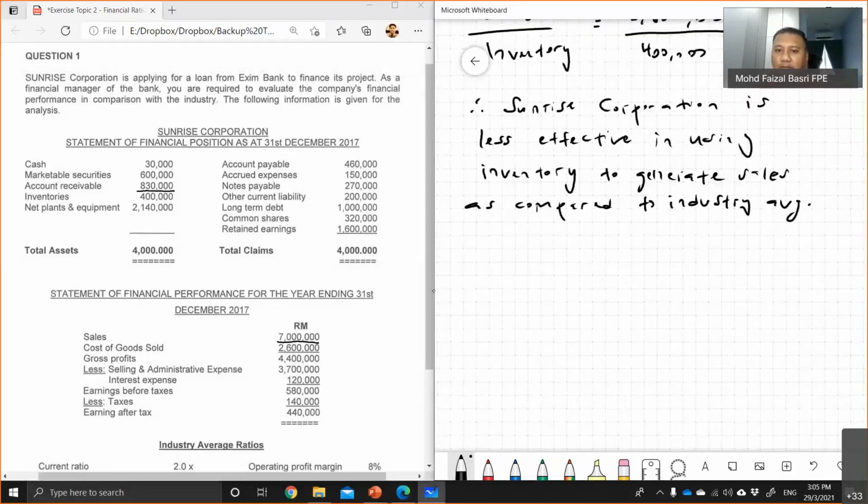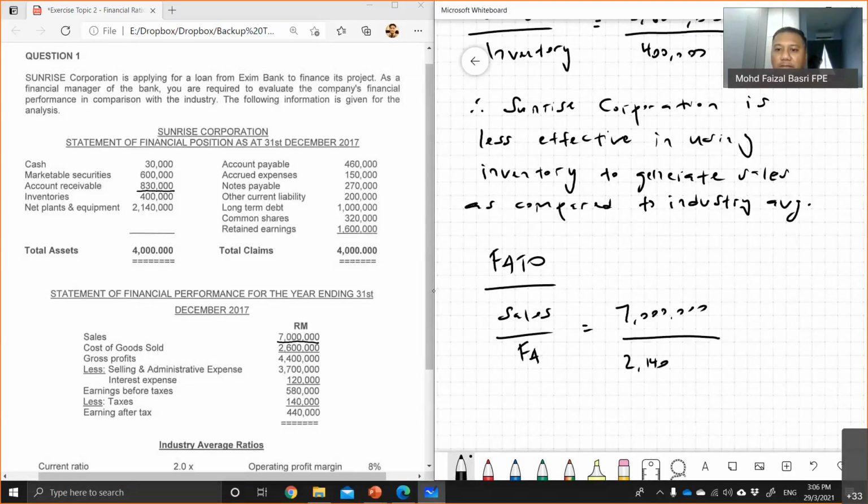Okay, here. Fixed asset turnover. So you will use sales divided by fixed asset. Your sales is 7 million and your fixed asset is 2.14 million, and you get your answer here for your fixed asset turnover.